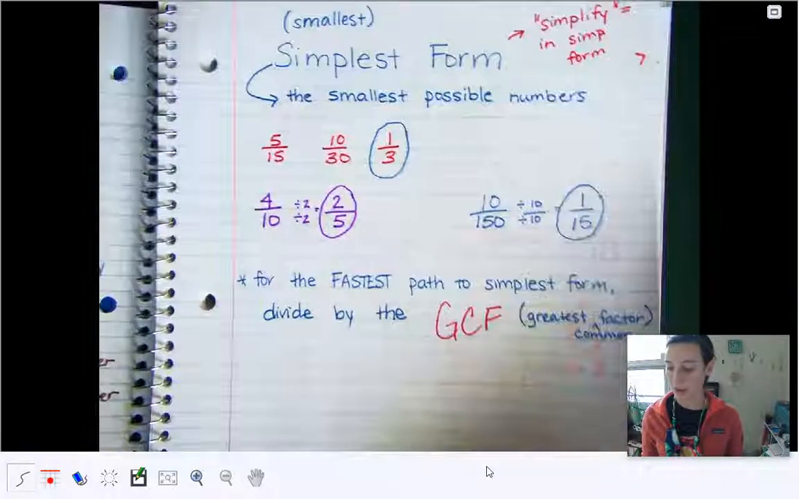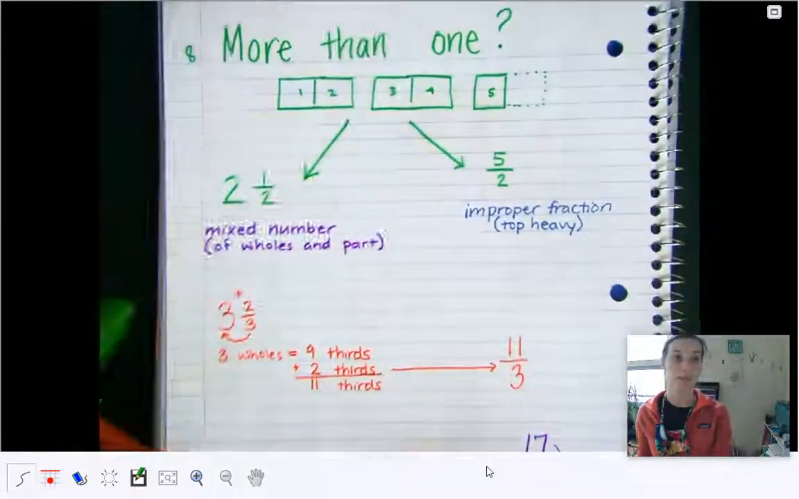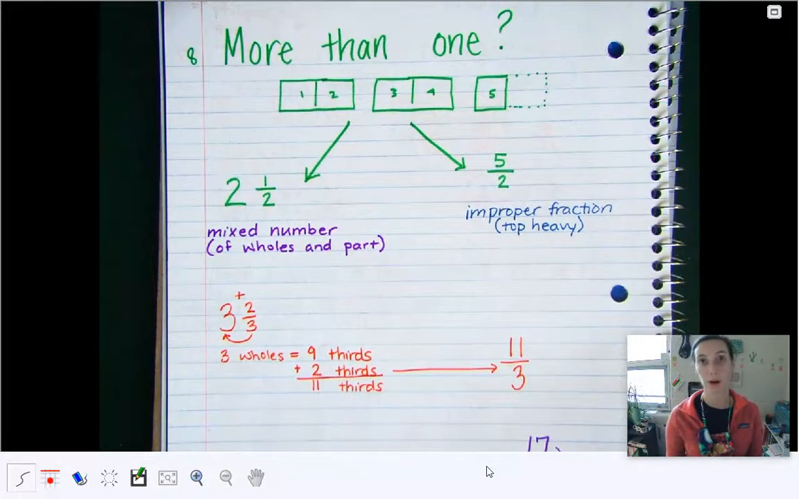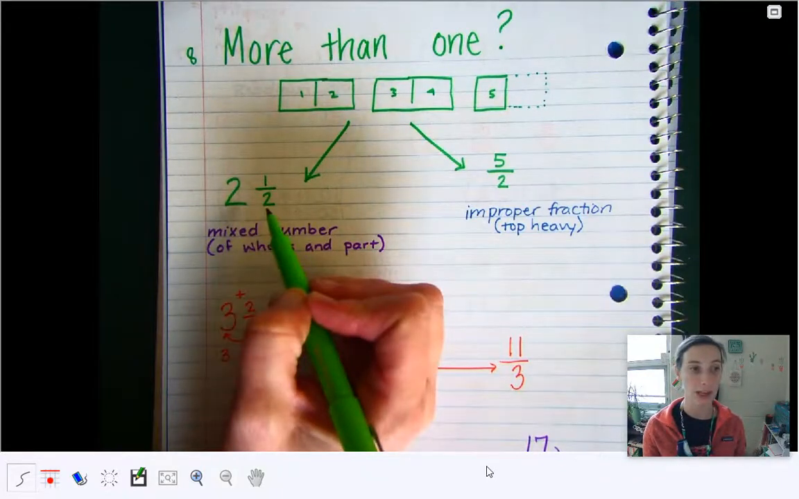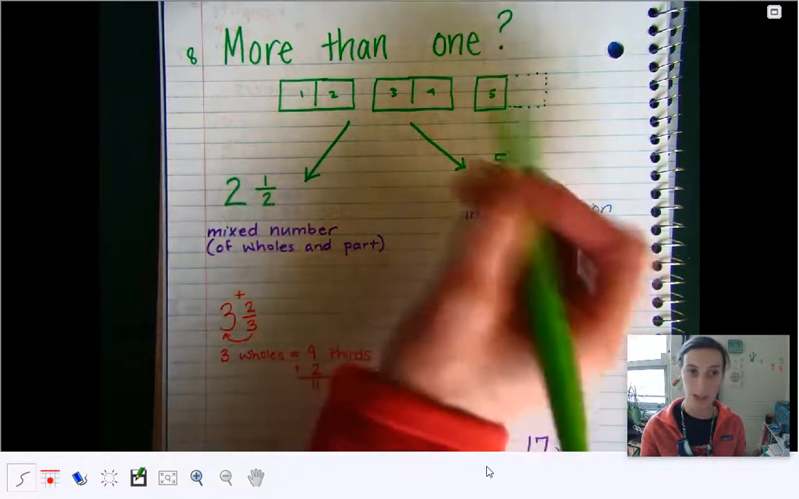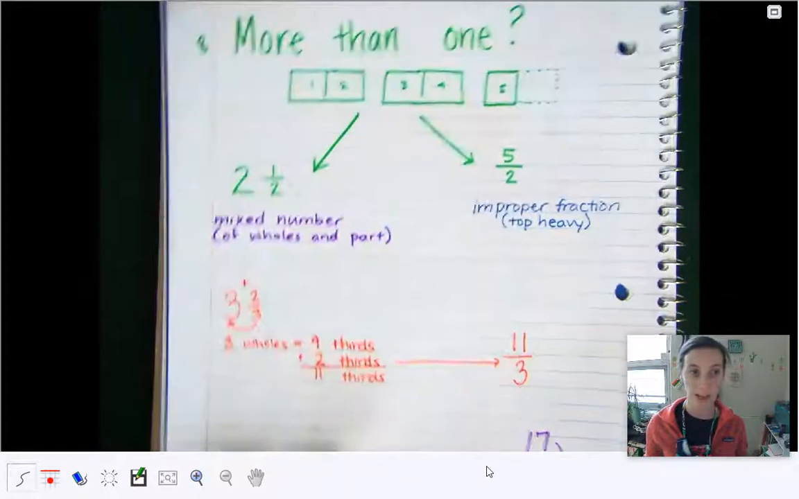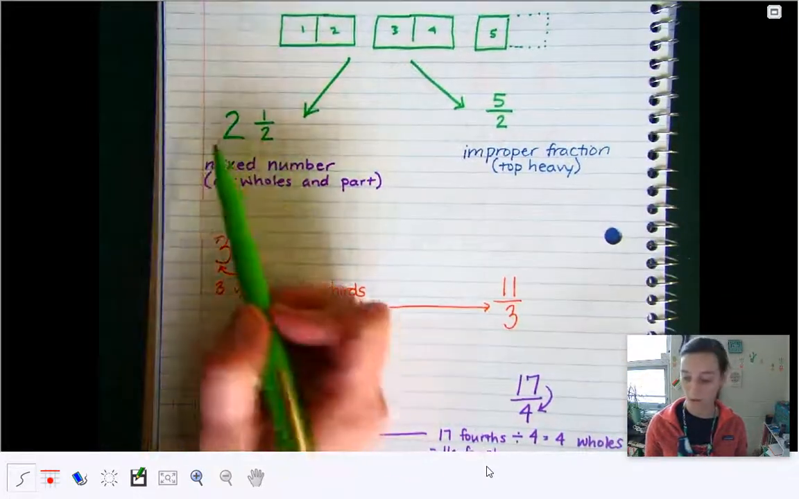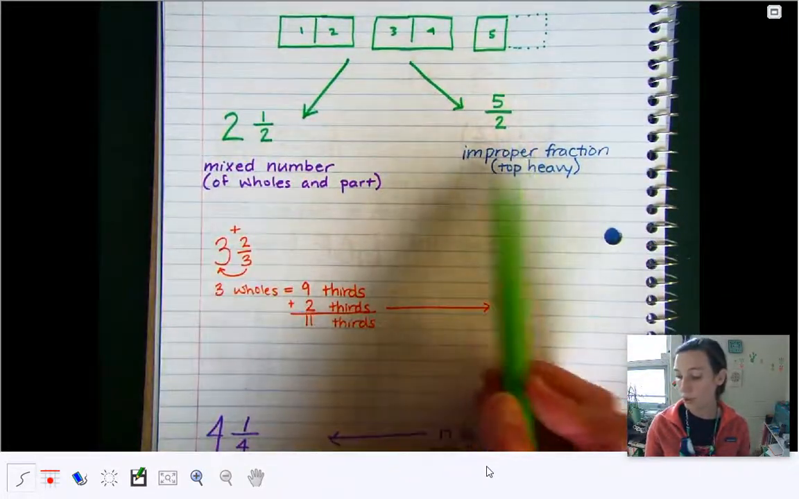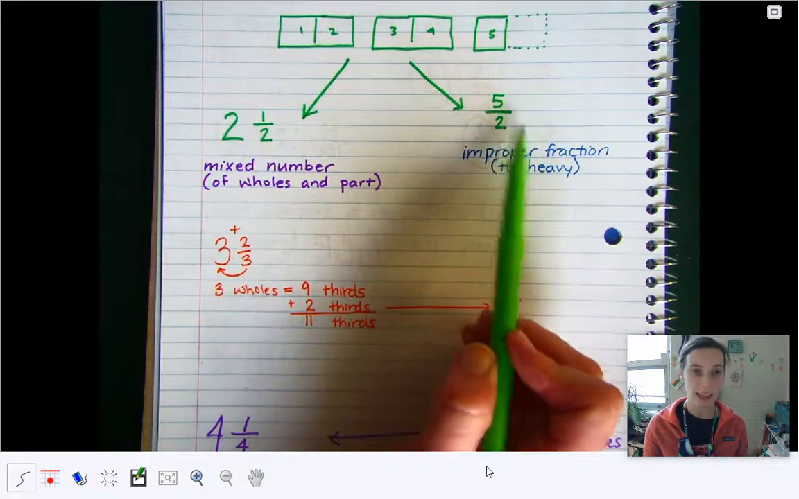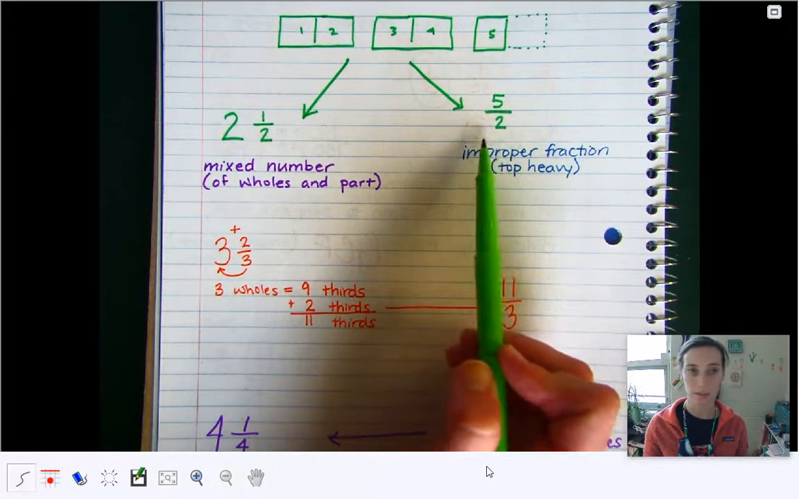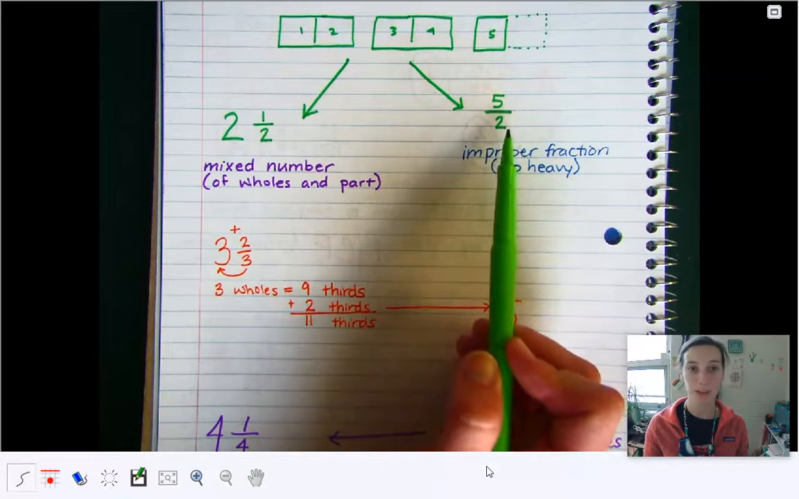All right, so now we went into the idea of sometimes we have more than a whole, and we can represent this in two ways. One way is we can write a mixed number where we say the number of wholes we have and the fraction in addition to those wholes. That's called a mixed number, a mix of whole numbers and fractions. Or we have an improper fraction where we say how many halves or thirds or fifths or whatever, and the top is bigger than the bottom.